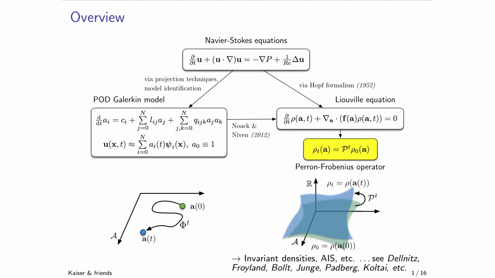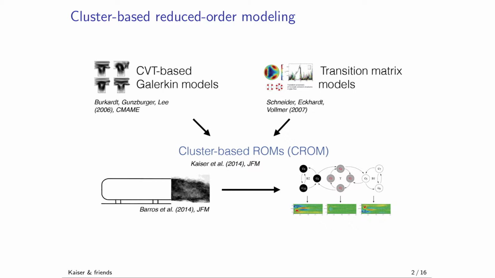CROM represents such an approximation for the Perron-Frobenius operator that is learned directly from data and yields a very low-dimensional probabilistic model. CROM was inspired by works of John Burkardt and his colleagues who used cluster analysis to find few representative states of a system that are used as a basis for a Galerkin model.